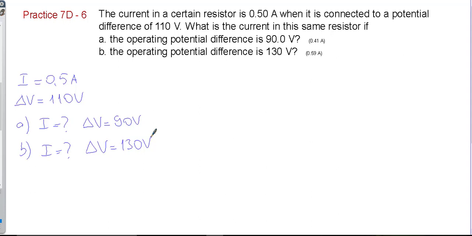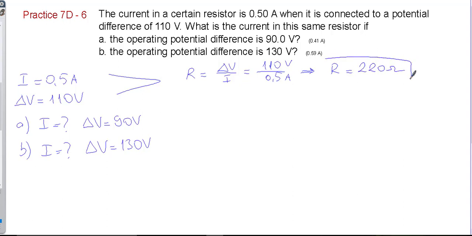In A and B, I is wanted, and in the upper part, I and delta V are given. In order to calculate current in each section, we need R. So by using those, let's calculate R. Firstly, R is equal to delta V over I, and it is equal to 110 volts divided by 0.5 ampere. Then if you divide it, you will get R as 220 ohm. We get R, but R is not wanted. As we see here, I is wanted.